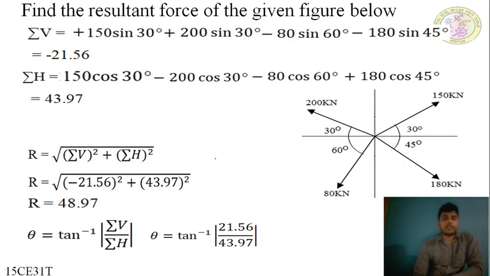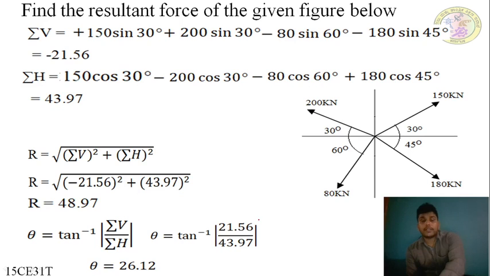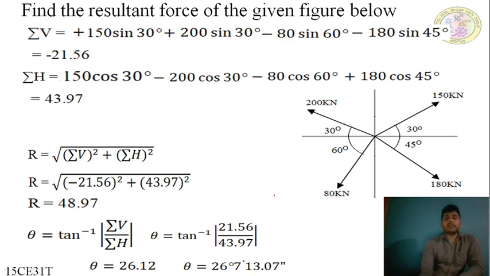We have to substitute. Sigma V is 21.56. We neglect the minus sign because we have put the modulus. 43.97 is sigma H, and by calculating it we get theta equal to 26.12. You can write it in degrees also: 26 degrees, 7 minutes, 13 seconds.